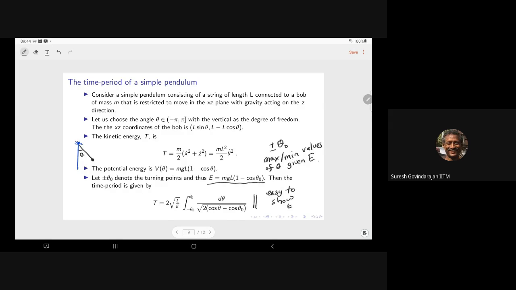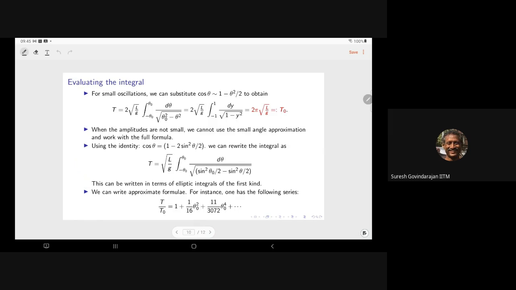Basically, we have to work out E minus V of theta. So E is given by this formula. You see, this mgl will cancel out, and it will be just the difference of those cosine theta terms. And this guy has the correct dimensions of time. Okay, so this is what we get.